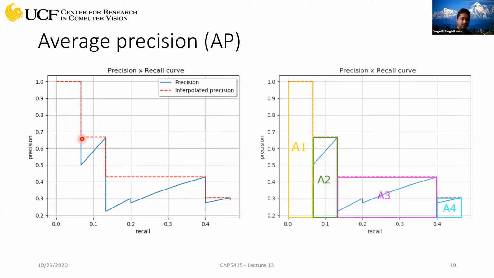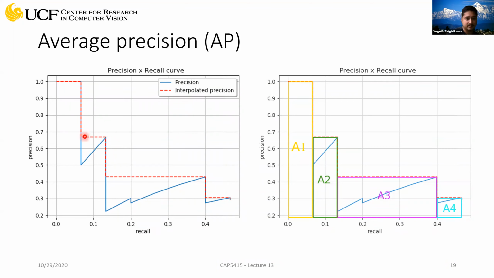So whenever you have a dip in precision, you check what's the highest precision towards the right, and you just use that value. So for this particular location, the precision is 0.5. But then you check that at a recall level of, I think, 0.13, you have a higher precision, right? It's like 0.66. So you just copy over or interpolate this value for all these locations.